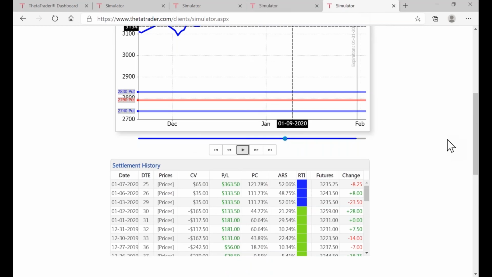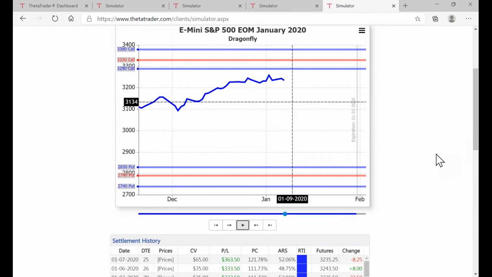And we really, really love the dragonfly. That's really our proprietary bread and butter. We do a lot of dragonflies, even though the returns and the targeted outcomes are a little bit less. Now, it's not to say we don't ever do condors. We certainly do. But just want to point out the major difference between the condors and the dragonflies.